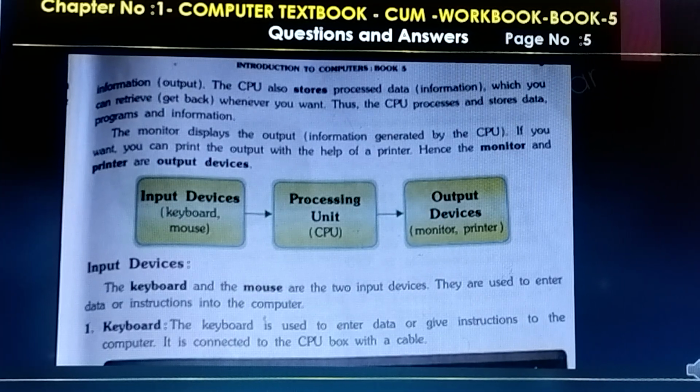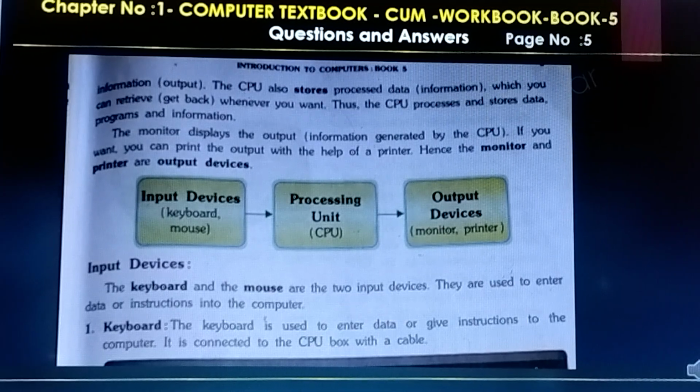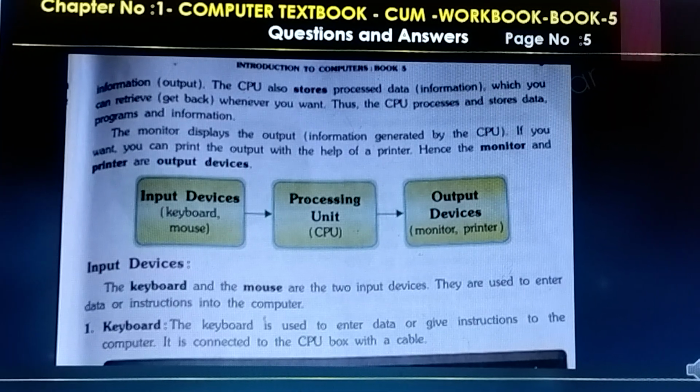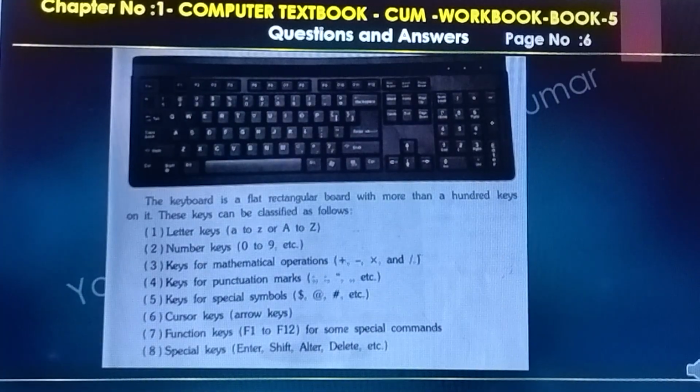Input devices. The keyboard and the mouse are the two input devices. They are used to enter data or instructions into the computer. Keyboard. The keyboard is used to enter the data or give instructions to the computer. It is connected to the CPU box with a cable. The keyboard is a flat rectangular board with more than 100 keys on it.